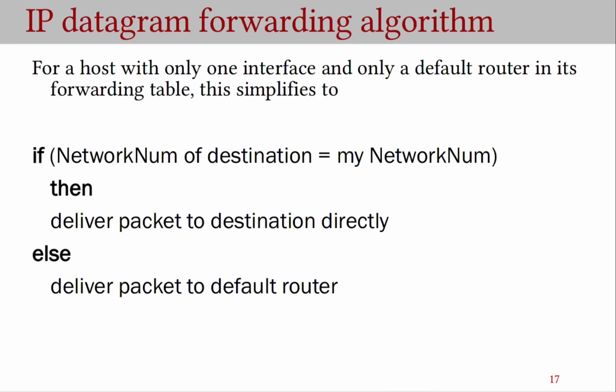Here is the forwarding algorithm for a host. For a host, it's quite simple. If the network number of the destination is my network number, meaning the destination is on the same network that the host is on, then simply deliver the packet to the destination directly. Otherwise, deliver the packet to the default router.